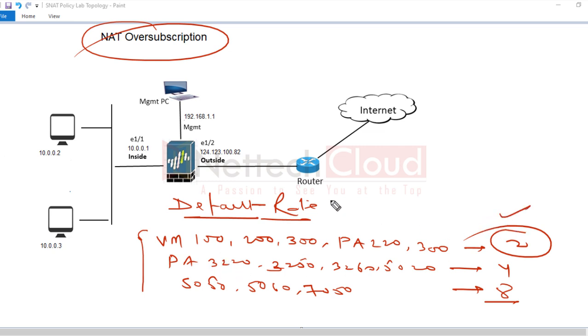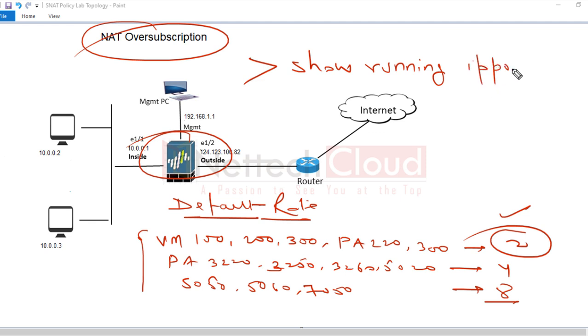It means if I am using a VM series firewall and I check the number of concurrent sessions, and for that we have one command here, I'm going to show you that command. Show running ip-pool. So the number of concurrent connections should be 64,512 multiplied by 2, somewhere around 129,000 approximately.